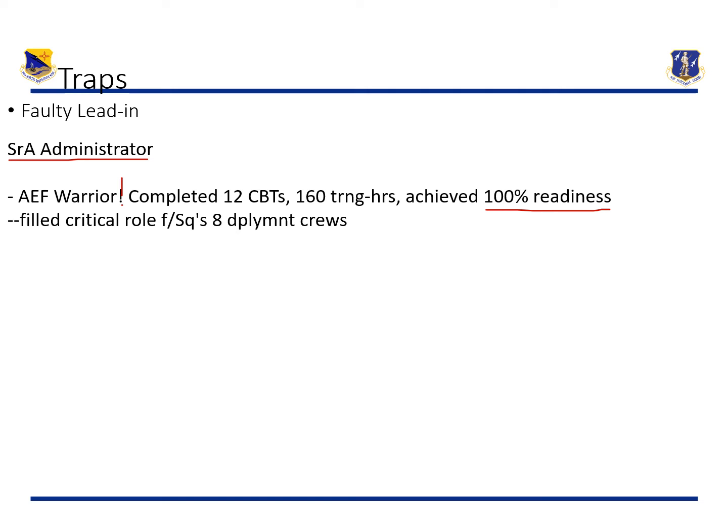A faulty lead-in basically just means that the writer is trying to hype up the bullet at the beginning, but then we come to realize the performance is just that of what is expected of the member. In this case, he is required to finish his CBTs, complete those hours, and be 100% ready for deployment. And more importantly, how is an admin troop, again, we're looking at measuring or understanding the scope of responsibilities, how is he filling a critical role for 8 deployment crews? It doesn't really define that in this bullet.